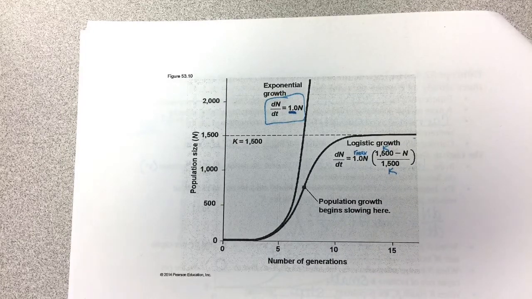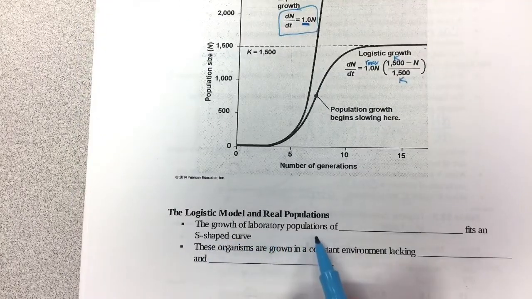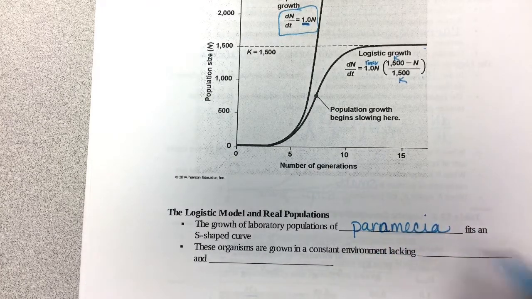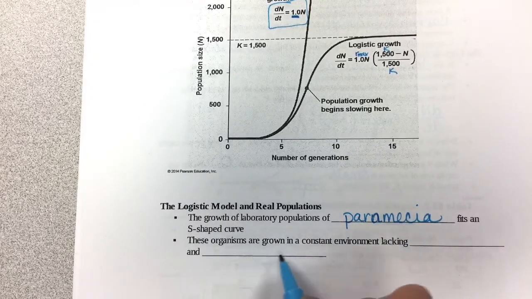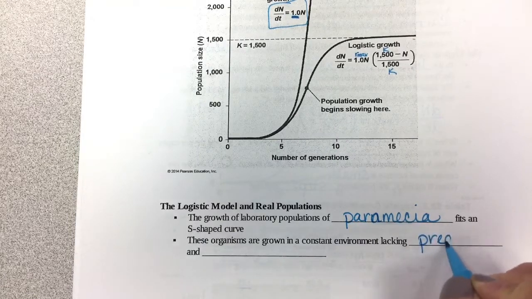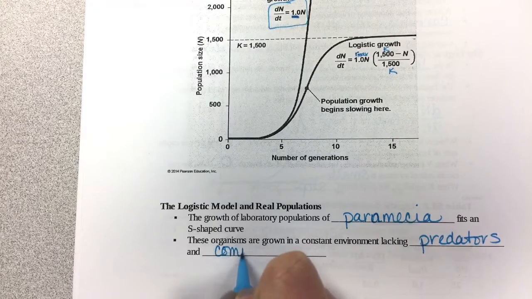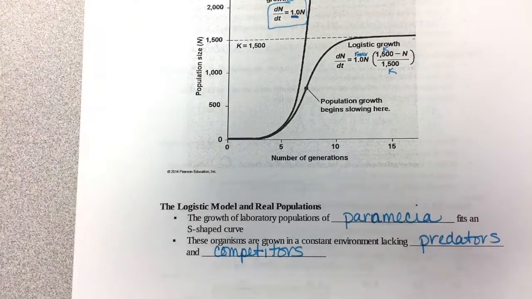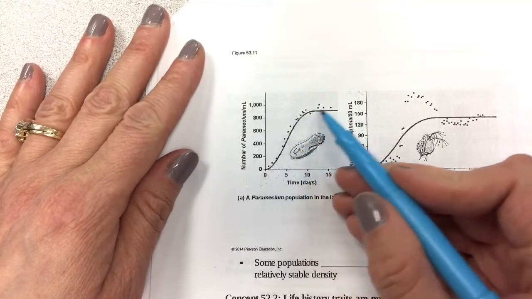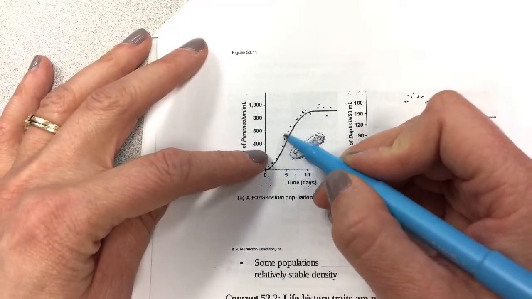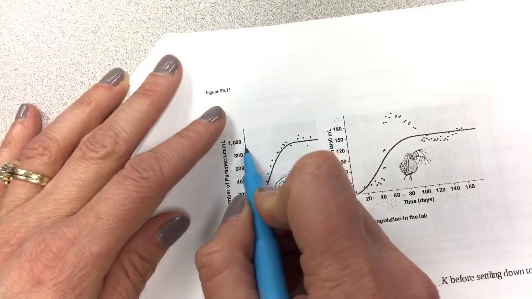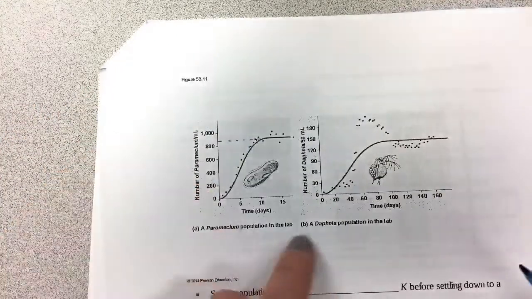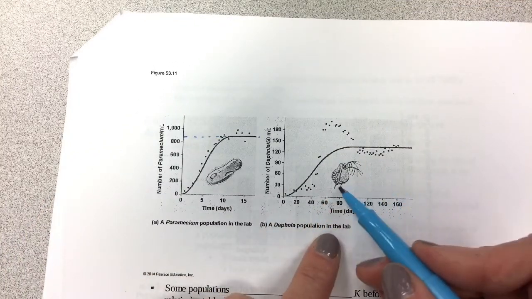Let's look at a couple of realistic populations. The growth of laboratory populations of Paramecia, which is plural for Paramecium, fits an S-shaped curve. These organisms are grown in a constant environment lacking predators and competitors, so they have enough food and everything they need to survive, and nothing is going to kill them. Here's the Paramecium, and eventually they reach that carrying capacity, which seems to be close to about 850 or 900.